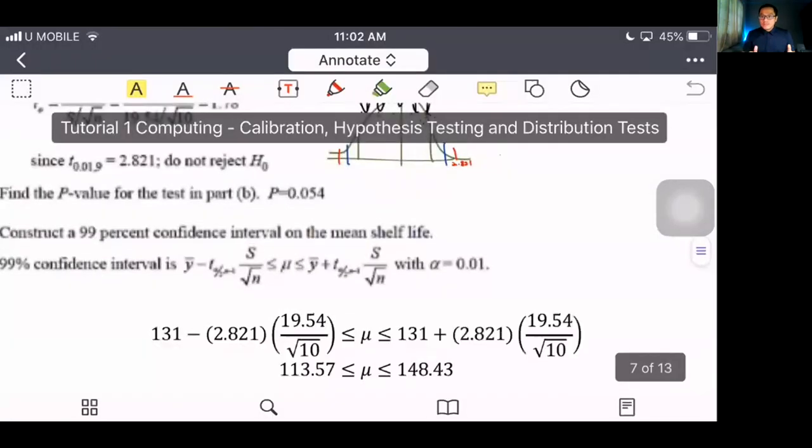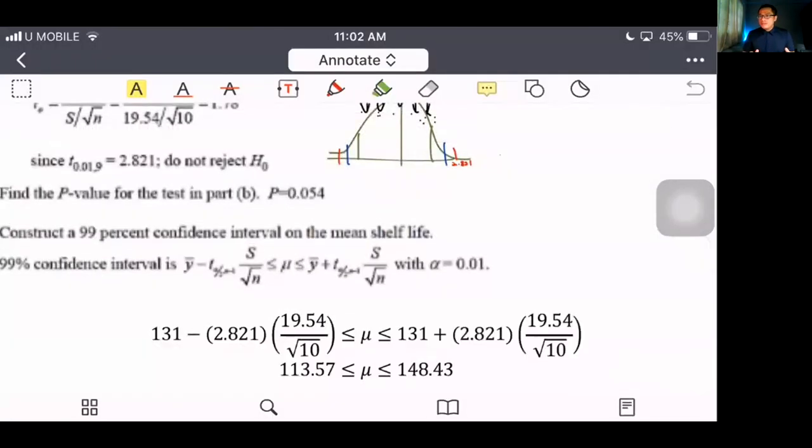Okay, let's talk about alpha. In the exam, I might not give you your alpha, right? But your alpha must answer the question. What is the objective of this question? The objective of this question is for you to see if the beverage is more than 120 days.